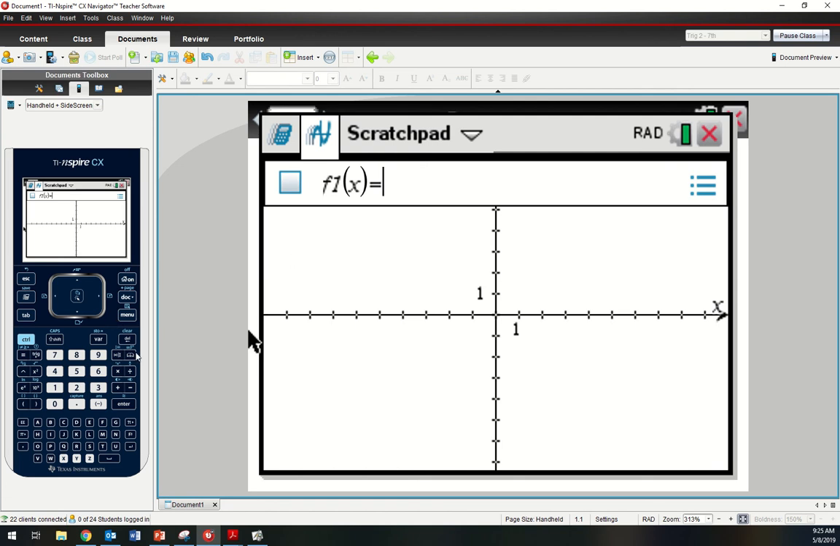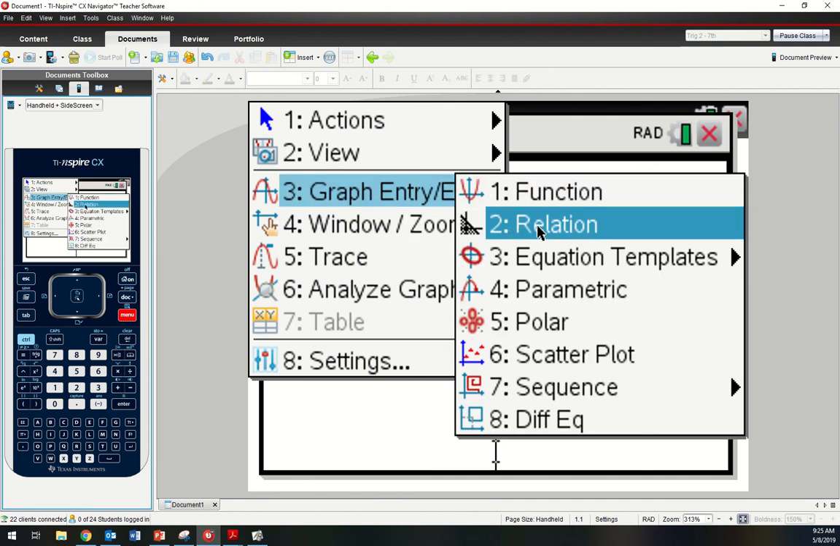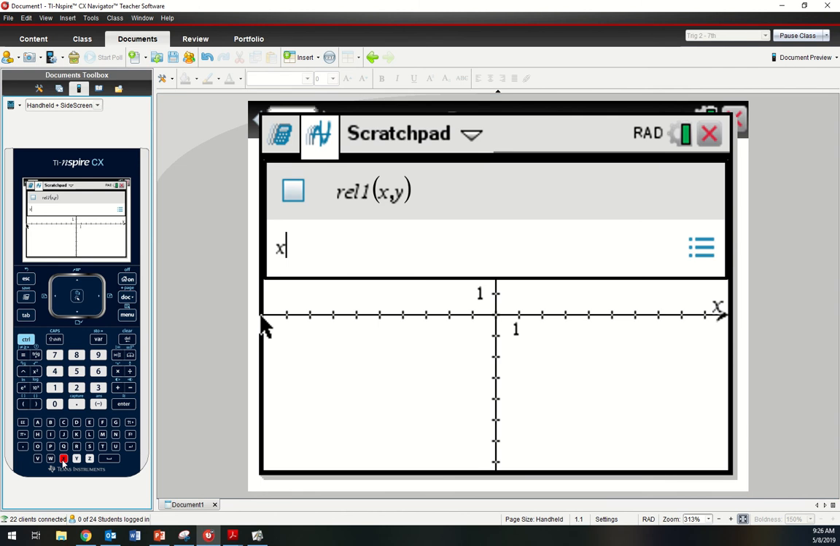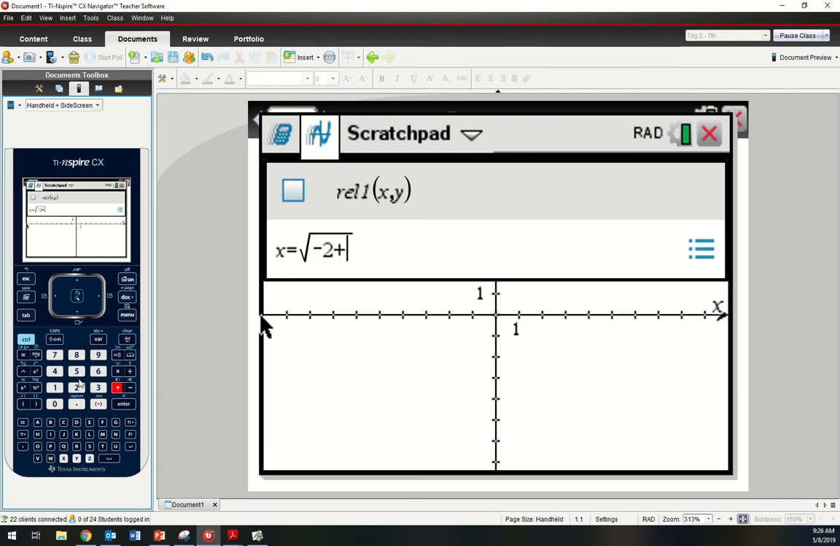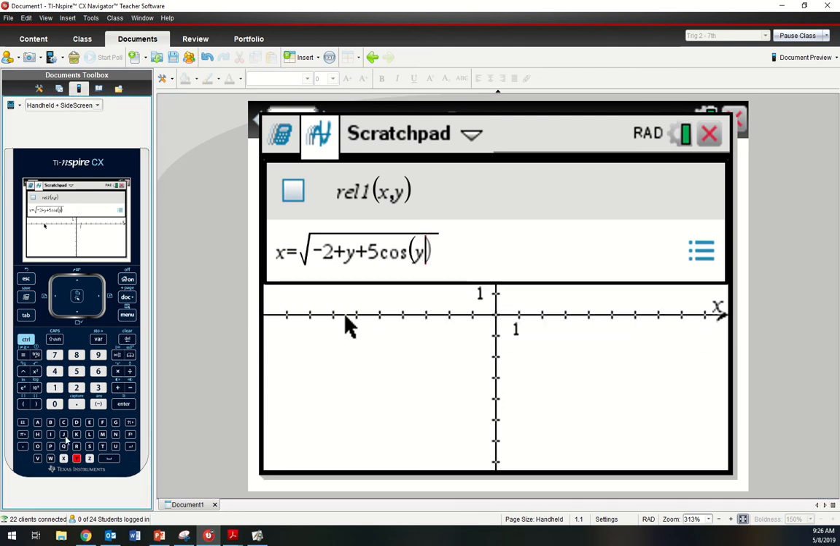Okay, so I hit menu, entry, and I want relation. I plugged it in, but I don't know how to find y after this. Because of this, I cannot graph zeros, so now I have to turn it into x equals. It's going to be x equals the square root of negative 2 plus y plus 5 cosine y. There you go. So hit graph. There we go.